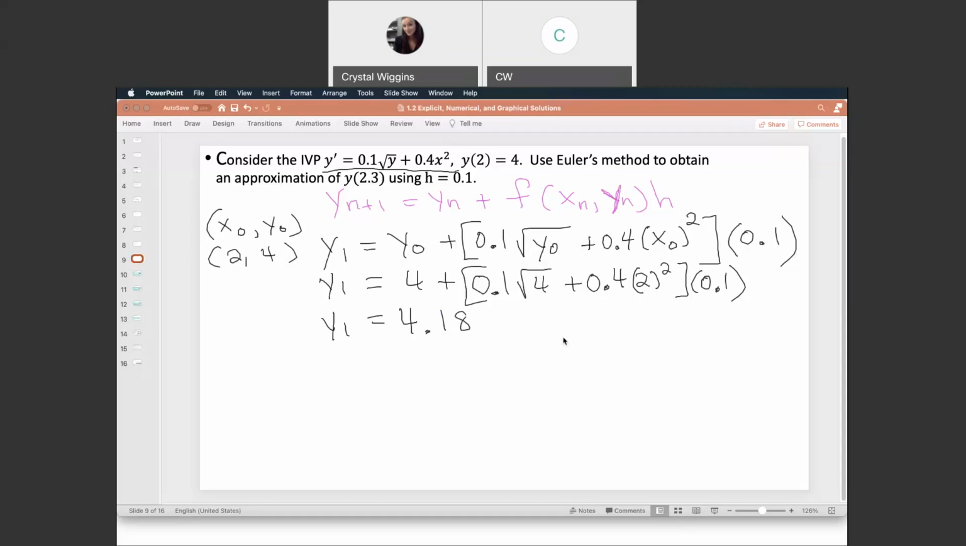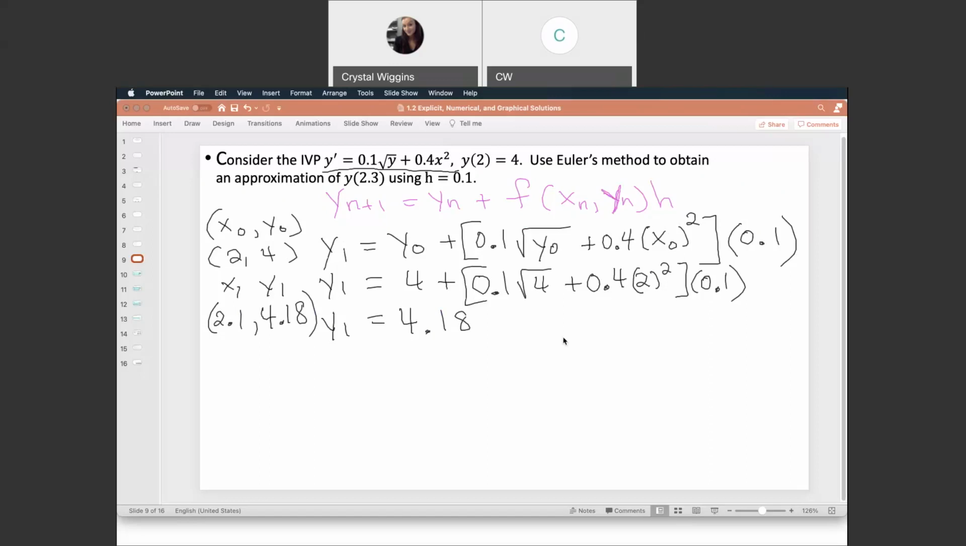So now we just write our x1, y1, let's label. Now, y1 we know is 4.18, but we just have to really think about what we're doing to figure out what the x is. So remember, the step value is how far we're moving in the x direction. So that means if we started at 2 and we're moving at a 0.1 step, then our x1 was 2.1. So that's not actually calculated. That is just using the, well, I guess it is calculated using the step, but it's not a formula. You just add your step to your previous x.